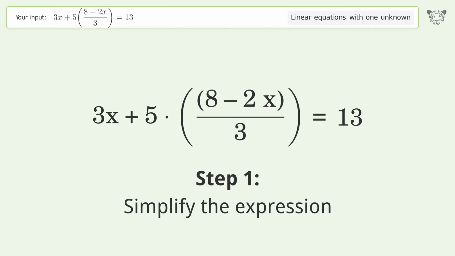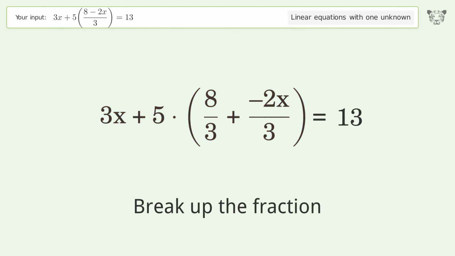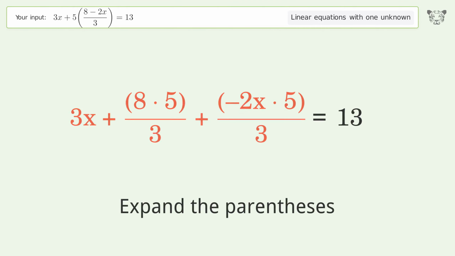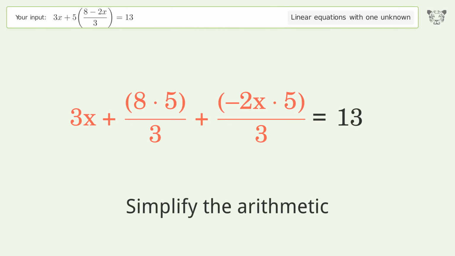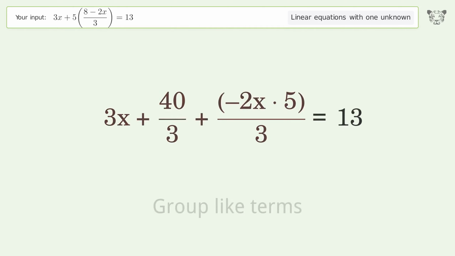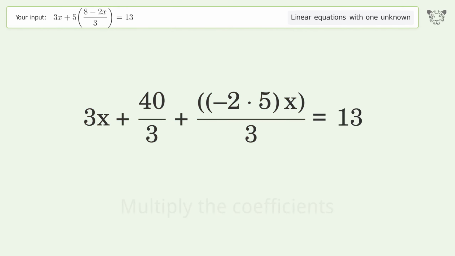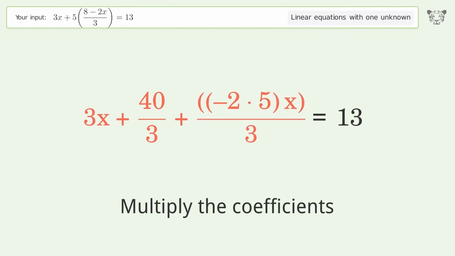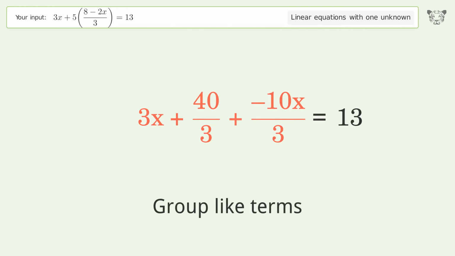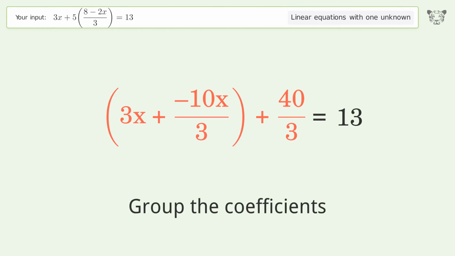Simplify the expression. Break up the fraction. Expand the parentheses. Simplify the arithmetic. Group like terms. Multiply the coefficients. Group like terms. Group the coefficients.